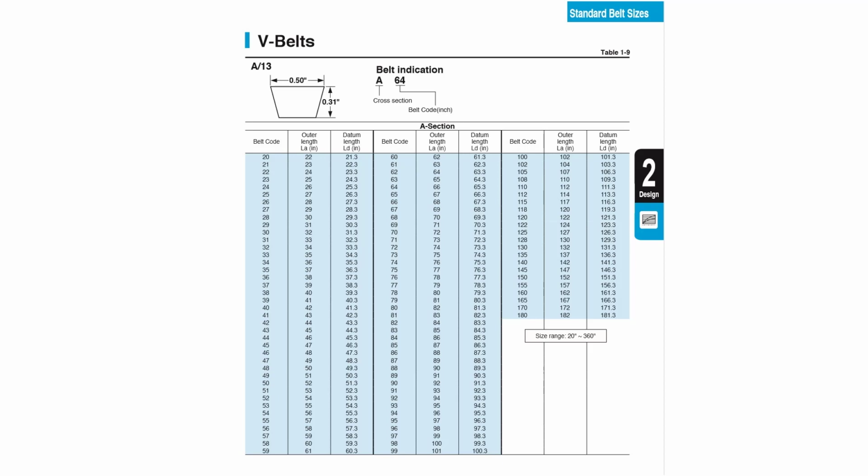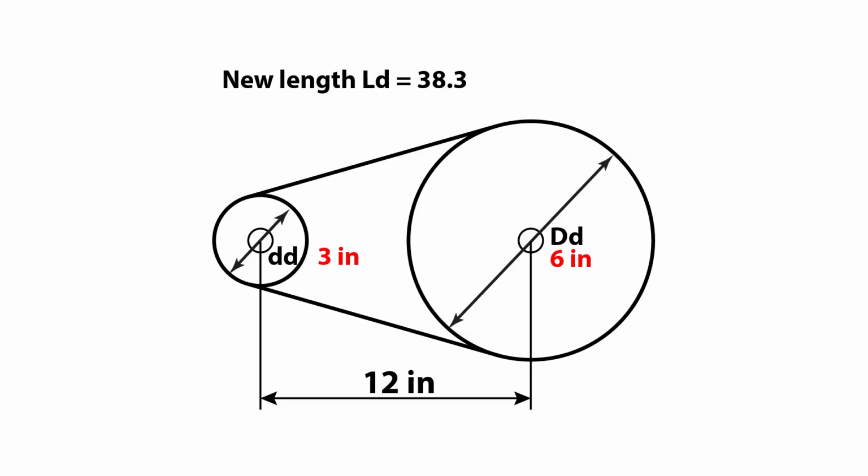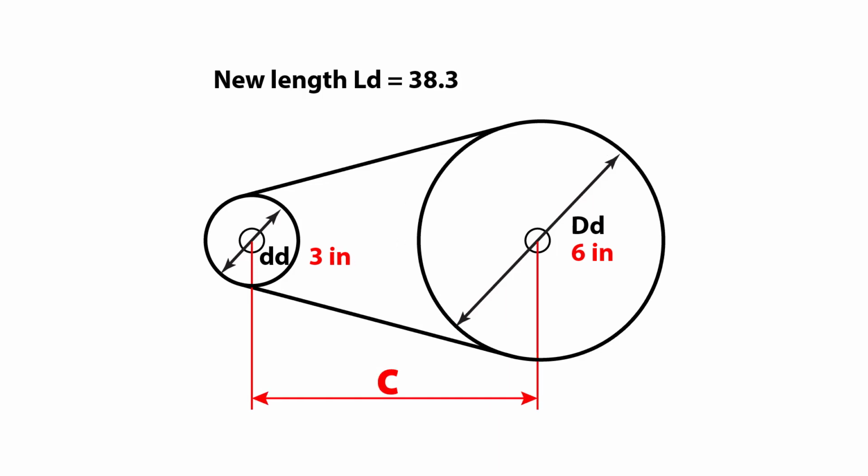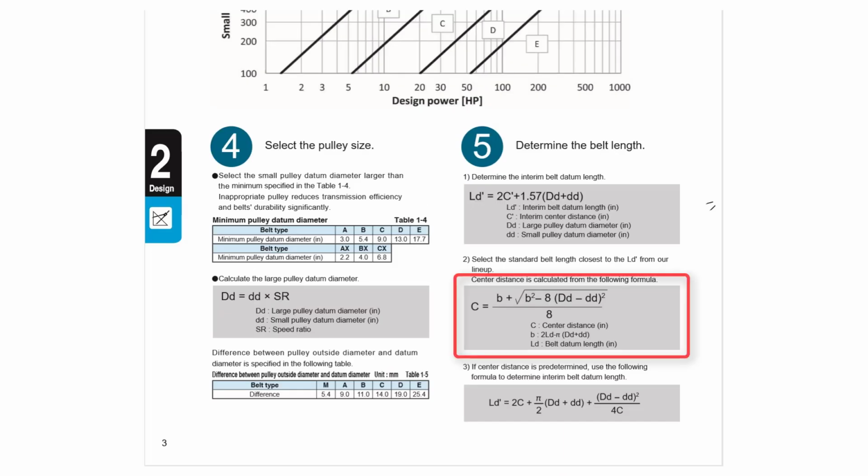Okay, since our value of the initial belt length L_D prime is 38.13, we will refer to the nearest standard length provided here, which is 38.3. As our standard length of the belt L_D is 38.3, our center distance will be adjusted and it's not 12 inch. So the formula to calculate this new adjusted center distance C can be found on page 3 in your Mitsuboshi guide.